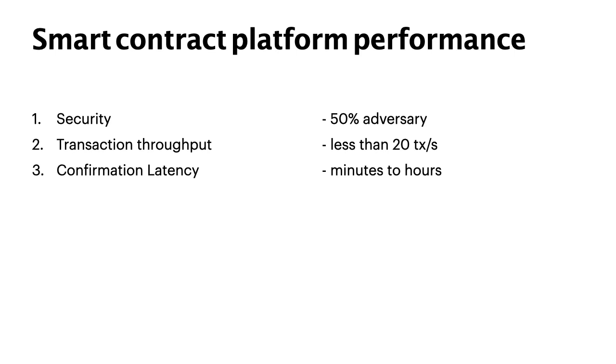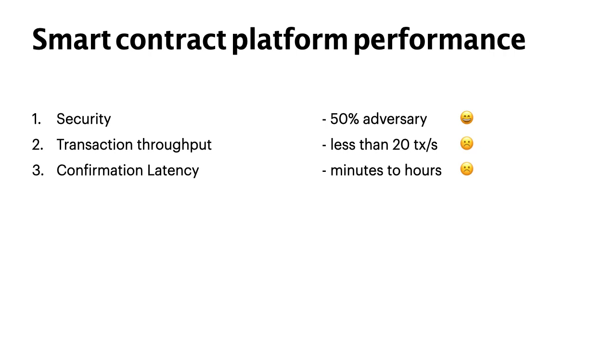Ethereum's throughput is less than 20 transactions per second, and confirmation latency ranges from minutes to hours, depending on your target confidence. This means that the platform can only process 20 transactions per second, and you have to wait for a long time to confirm your transaction. The throughput and latency is pretty bad in Ethereum, and they can cause severe problems.